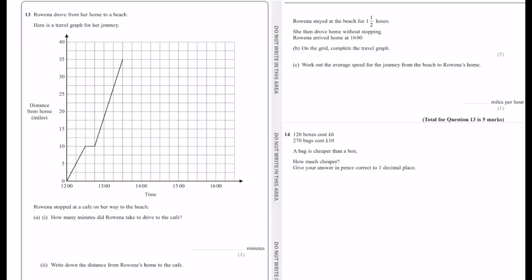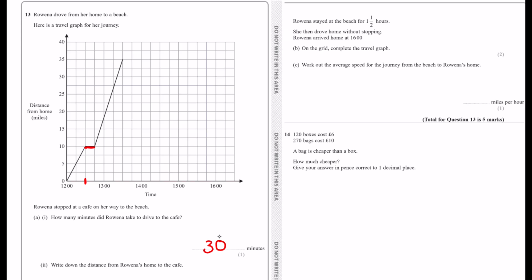Question 13. Rowena drove from her home to a beach. Here is a travel graph for her journey. Rowena stopped at a cafe on her way to the beach. How many minutes did Rowena take to drive to the cafe? Rowena drove to the cafe in 30 minutes. So this is her at the cafe. So it took her 30 minutes to get there.